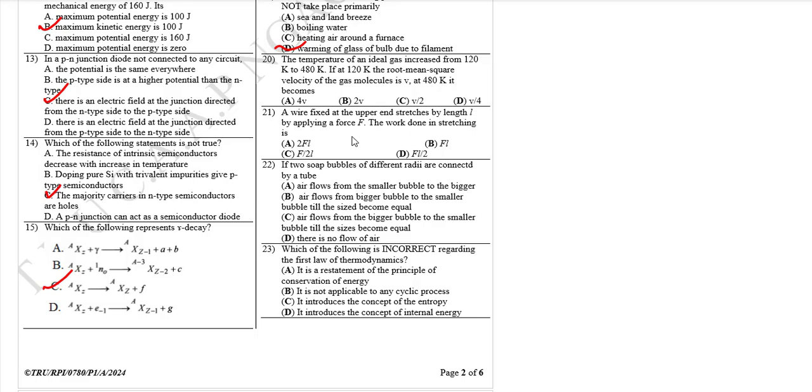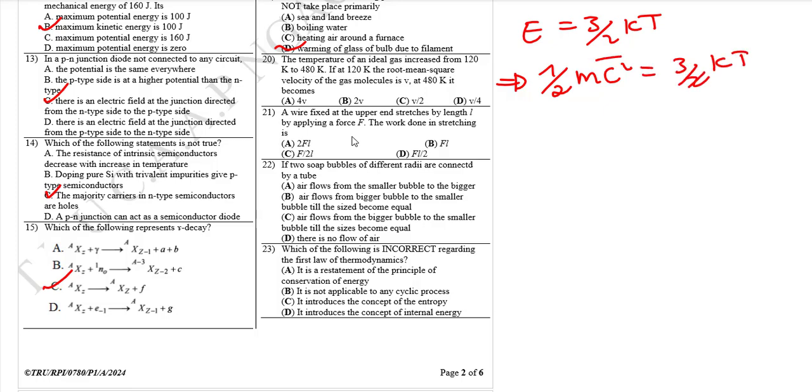Question number 20. The temperature of an ideal gas increased from 120 Kelvin to 480 Kelvin. If at 120 Kelvin the root mean square velocity of the gas molecules is V, at 480 Kelvin it becomes, now the molecular kinetic energy is equal to 3 divided by 2 kT, where k is the Boltzmann constant. But that molecular kinetic energy is equal to a half m c squared bar, and that will be equal to 3 on 2 kT. So the 2's will cancel out.